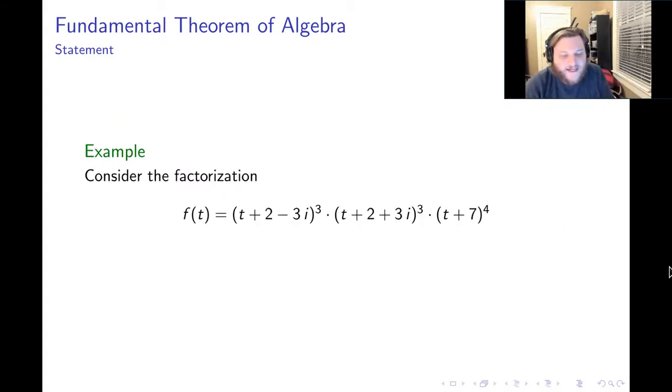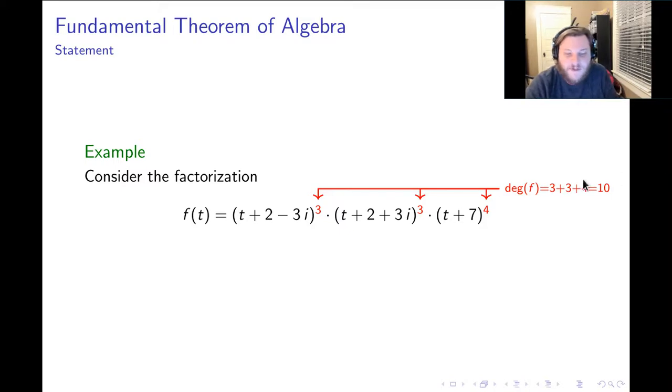So let's look at an example here. Here we are given a factorization. This polynomial, f of t, is factored as t plus 2 minus 3i cubed multiplied by t plus 2 plus 3i cubed multiplied by t plus 7 to the fourth. What can we infer from this factorization? Well, the first thing we know is if we add the multiplicities together, 3 plus 3 plus 4, we get the number 10. So this is telling us that the degree of our polynomial is equal to 10.